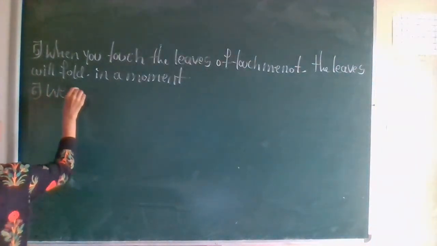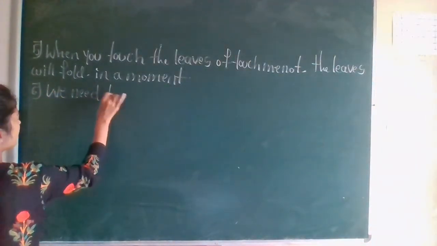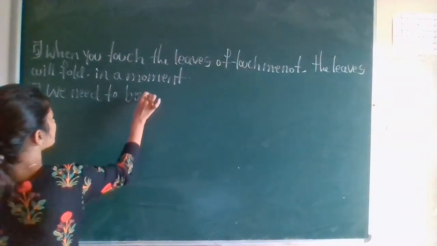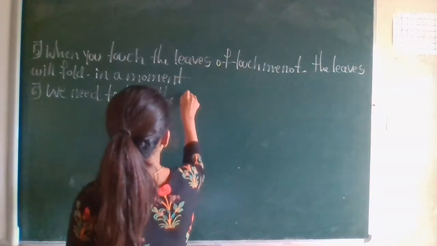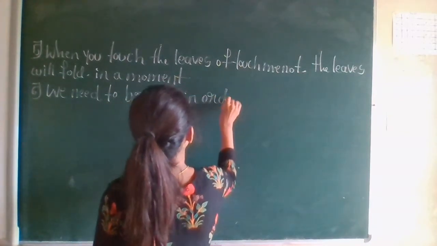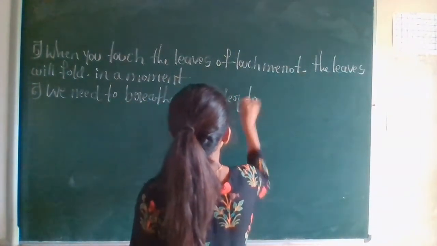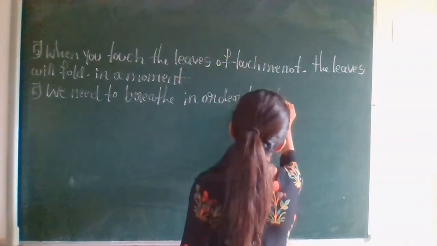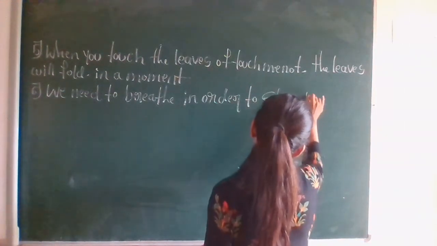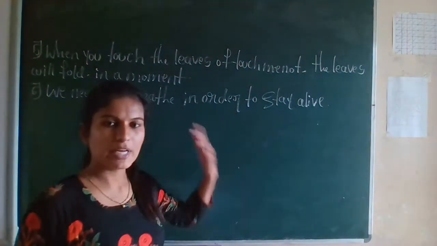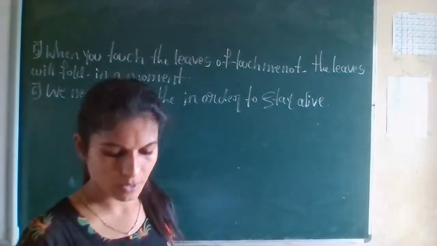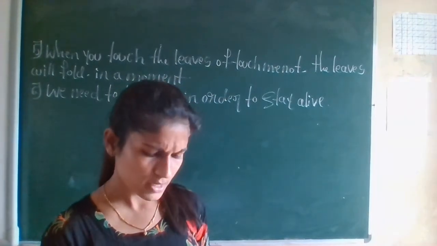We need to breathe in order to stay alive. ಜೀವಂತಿರ, ಅಲೈವ್ ಇನ್ ದ ಸೆನ್ಸ್ ಜೀವಂತಿರ್ಲಿಕ್ಕೆ ನಾವು ಬ್ರೀತ್ ಮಾಡ್ತೀವಿ, ಉಸಿರಾಡ್ತೀವಿ. That's it. Okay, so the 7th question.